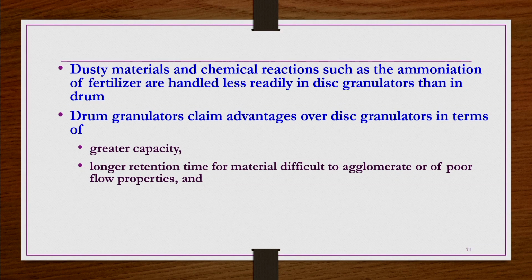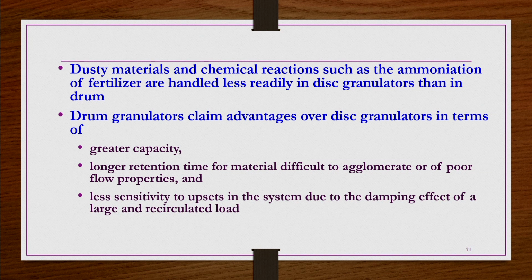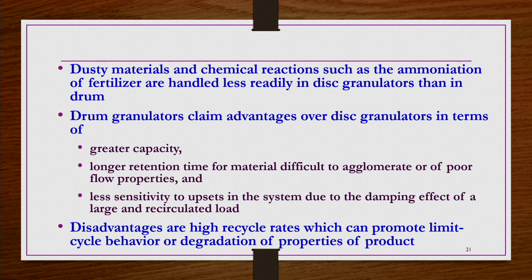Or sometimes poor flow properties are there, and for such materials also drum granulators are better. And then there is less sensitivity to upsets in the system due to the damping effect of a large recirculated load; that is the other advantage. However, the drum granulator also has some disadvantages, such as high recycle rates, which can promote limit cycle behavior, or degradation of product properties may take place because of this. These are some disadvantages of drum granulators.